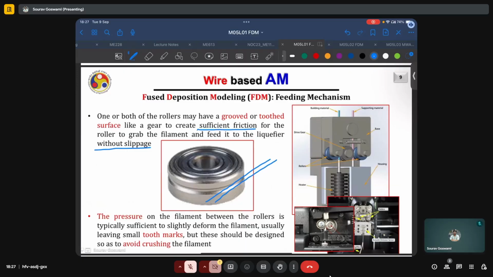Because of the spring present here, as we can see, there will be some pressure buildup on the filament, and the pressure on the filament between the rollers is typically sufficient to just slightly deform the filament, usually leaving some small tooth marks. But these should be designed so as to avoid crushing the filament, because crushing will have undesirable effects, where it will not be fed at the required rate.